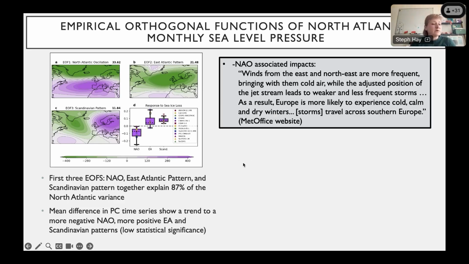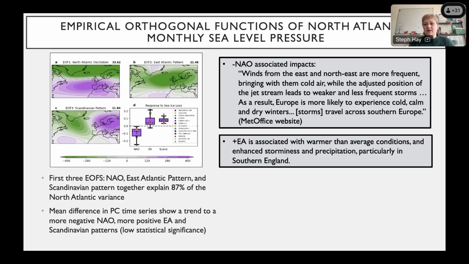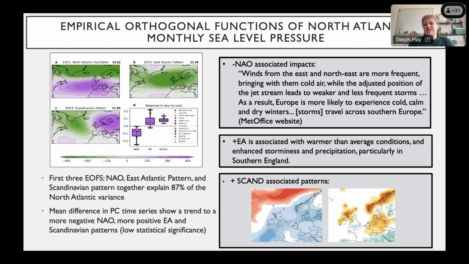So what might that mean for the region of the British Isles? A negative NAO is generally associated with colder conditions, and the adjusted position of the jet stream leads to weaker and less frequent storms. So you get this cold, calm, dry situation with the storms traveling well south of the region that I'm considering. But a positive East Atlantic pattern would be warmer than average conditions and enhanced storminess and precipitation, in particular for southern England. And then a positive Scandinavian pattern gets these anomalies. So generally cold, and then you have this northwest-southeast gradient in dryness and moisture.